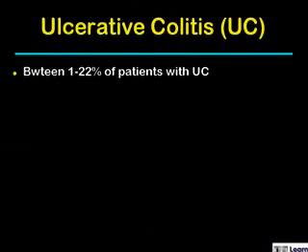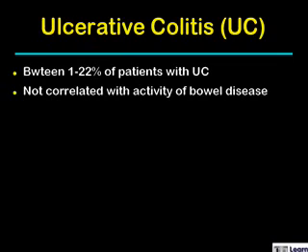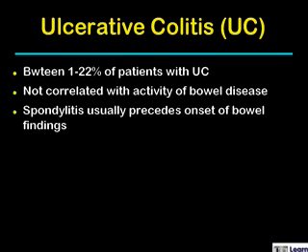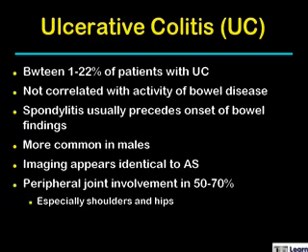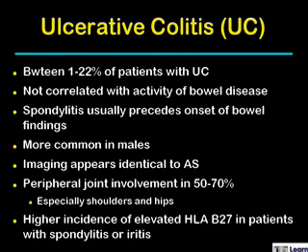Between 1 and 22% of patients with ulcerative colitis may also have sacroiliitis, and it's slightly more common with ulcerative colitis than it is with Crohn's. It is not correlated with the activity of the bowel disease. The spondylitis actually usually precedes the onset of bowel findings. It's more common in males. The imaging, once again, appears identical to ankylosing spondylitis. There may be peripheral joint involvement in 50 to 70% of patients with ulcerative colitis, especially the shoulders and hips. And there is a higher incidence of elevated HLA-B27 in patients with spondylitis or iritis.